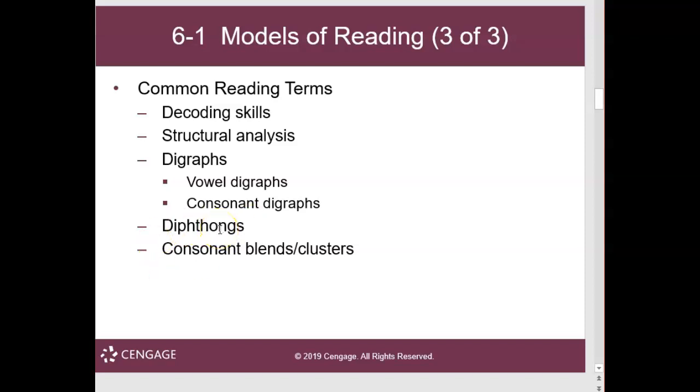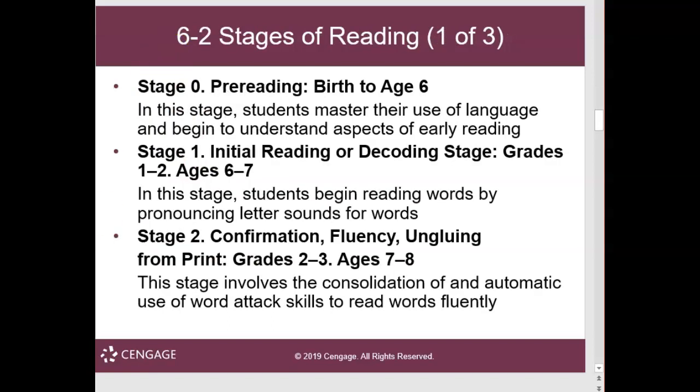Those are your diphthongs. And then consonant blends and clusters. This is where each letter can be pronounced by saying each letter sound. So for example, BL, we would say bl, as in blend. STR in the word strong, let's say. CR, creek. And SPL, splash. Okay, so those are kind of your reading terms.